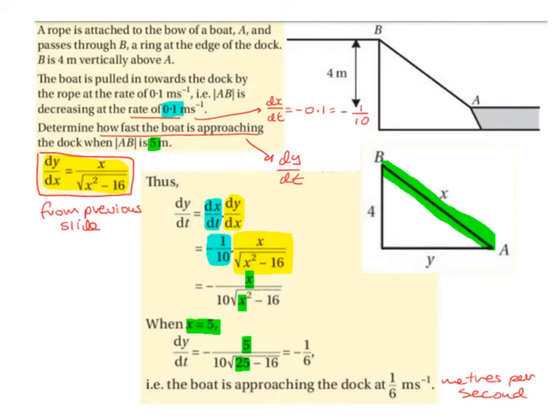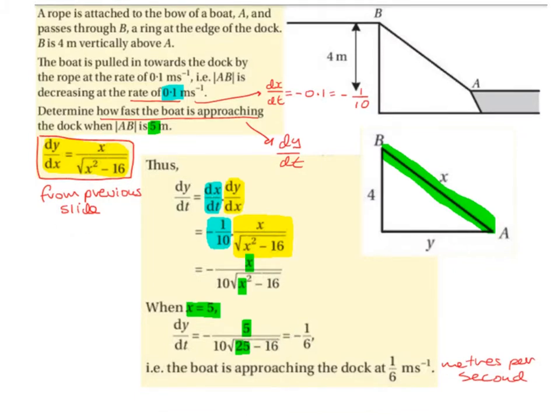Now we were specifically asked how fast the boat is approaching the dock when AB, the distance between A and B, is 5 meters. So we swap each of those x's for 5. So we get dy dt equals minus 5 over 10 root 25 minus 16, which gives us minus a sixth. That is, the boat is approaching the dock at 1/6 meters per second.